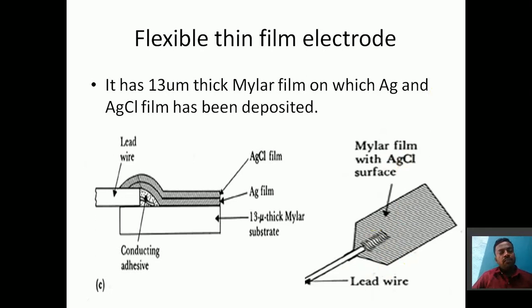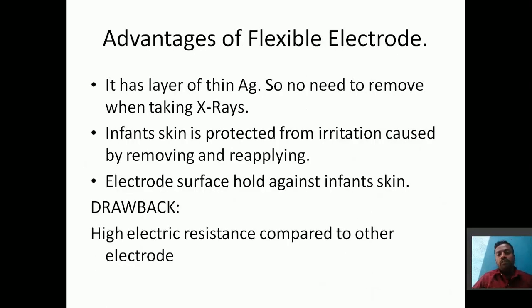This electrode is also very easy to handle. It is mainly designed for infants. It is very soft, so we can remove this electrode and fix it again and again many times. No need for special adhesive material, etc. Then the advantage of flexible electrodes: it has a layer of thin silver, so there is no need to remove it when taking an X-ray. What is an X-ray? All of you know about X-rays. If you want to take an X-ray of our body, there should be no metal content there.